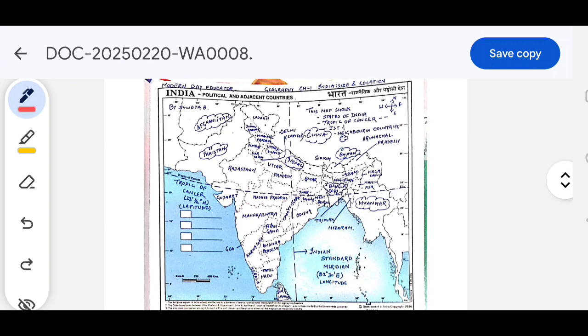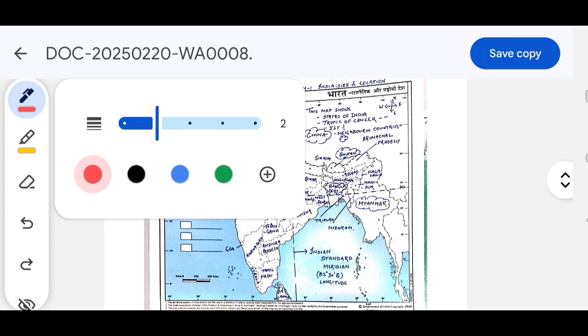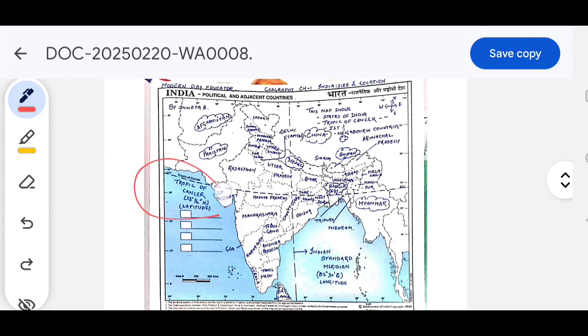Okay, so you can see here I have clearly written, although it was already written on the map, I again wrote because it makes you clear how you have to do if it comes in exam. You have to put dots again over there like dotted line, and on that you have to clearly write Tropic of Cancer as I have mentioned here. Okay, and you can see the line clearly.